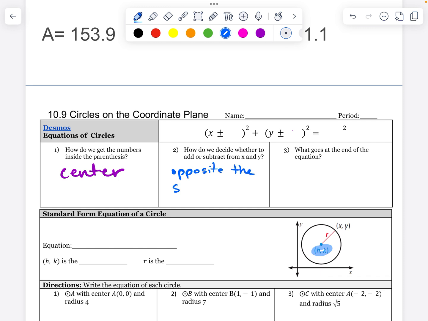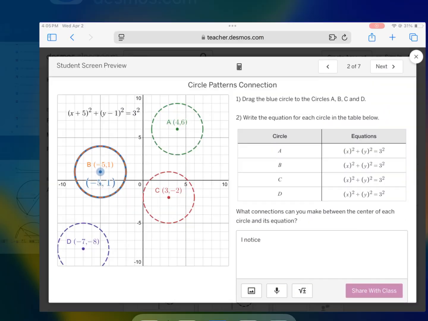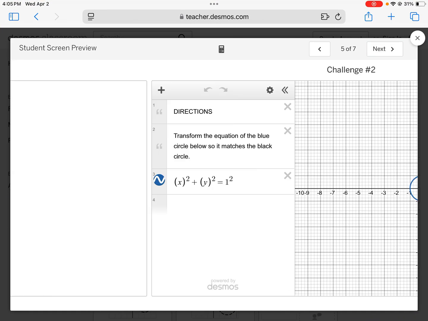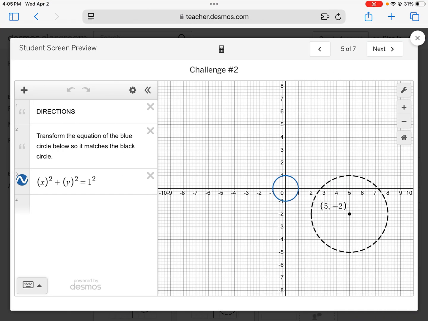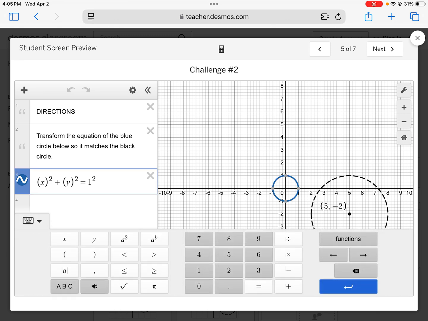The sign of the center. And then what goes at the end, this number down here, is always, always, always going to be your radius. So when you look, that was slide like down here. So I'm going to move the center to make it negative 5 and positive 2.